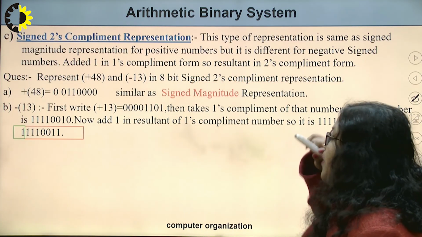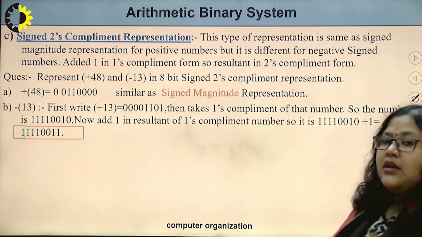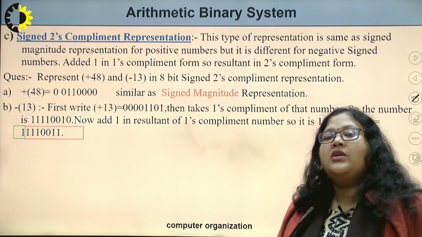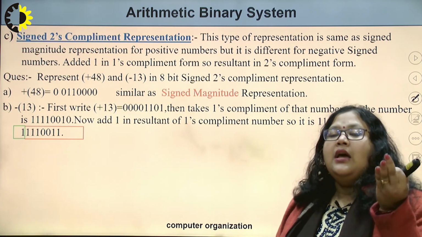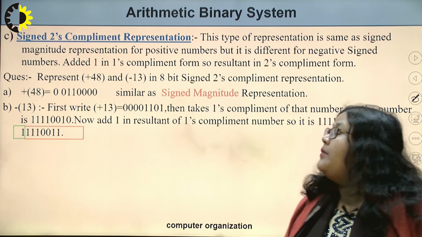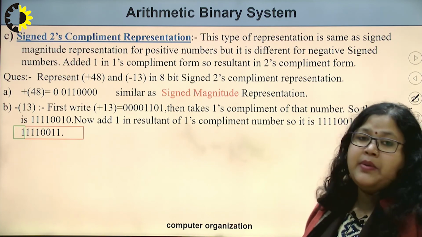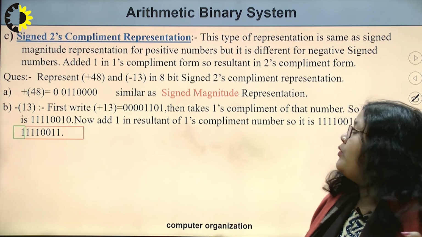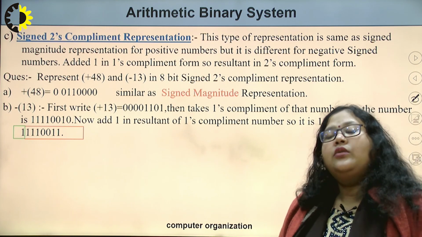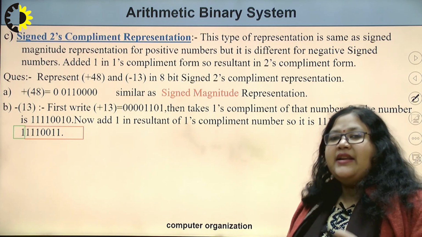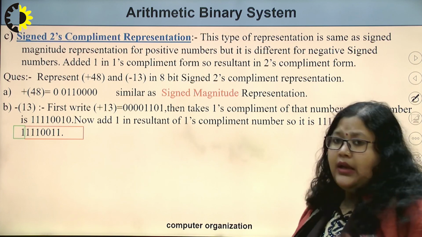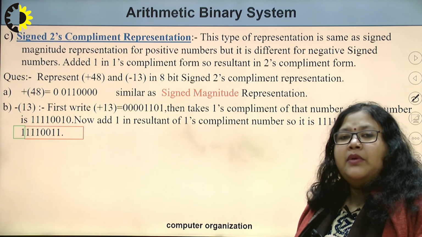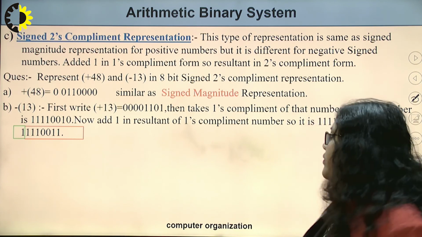Now the sign 2's complement representation. If the number is positive, the rule is the same as in the sign 1's complement form: the number is simply represented in sign magnitude form. But if the number is negative, we first take the binary form of the positive number, suppose the example is minus 13, then convert it to 1's complement form, then to 2's complement form. So this is the basic rule.